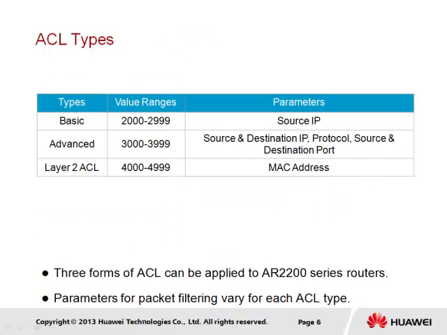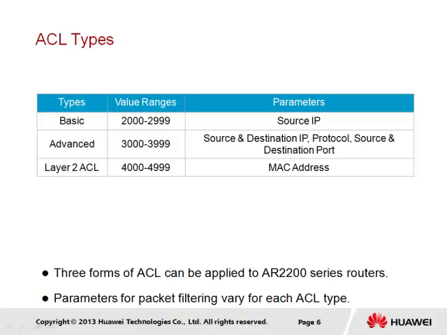VRP used within ARG3 series routers is capable of supporting three types of access control lists. These are referred to as basic, advanced, and layer 2 access control lists. Each access control list is also associated with a value range, and by configuring an access control list in a certain value range, the type of access control list will be determined. For basic access control lists, the value ranges from 2000 through to 2999. For advanced access control lists, the range is from 3000 to 3999, and for layer 2 access control lists, the range is from 4000 through to 4999.